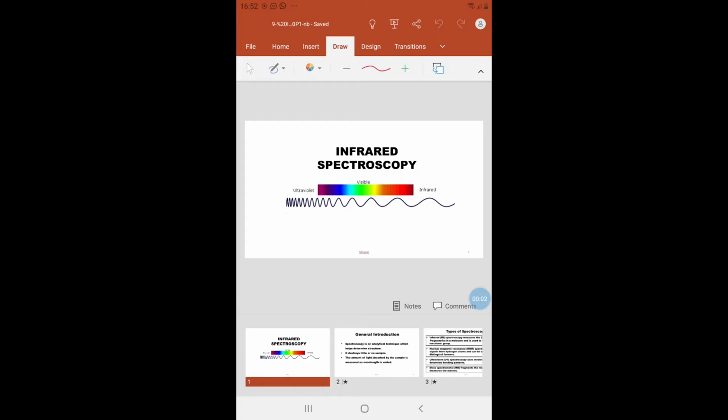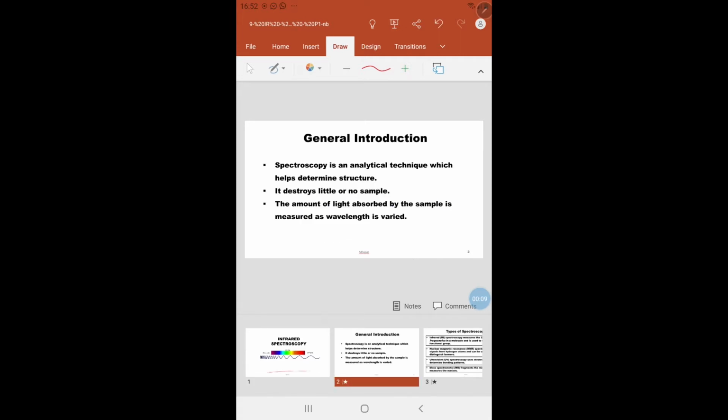Okay, this is the first part of the IR spectroscopy notes. So, a general introduction to IR. IR is an analytical technique that helps determine the structure.